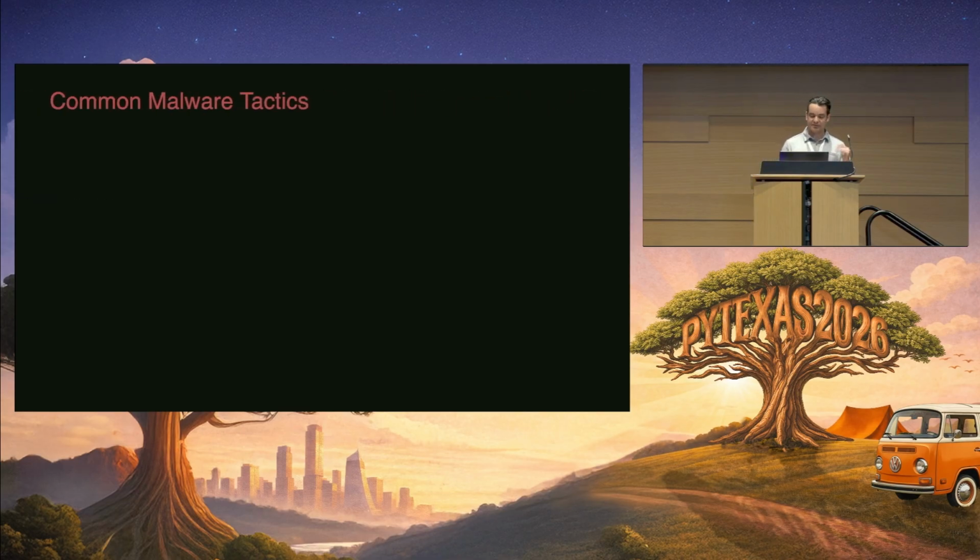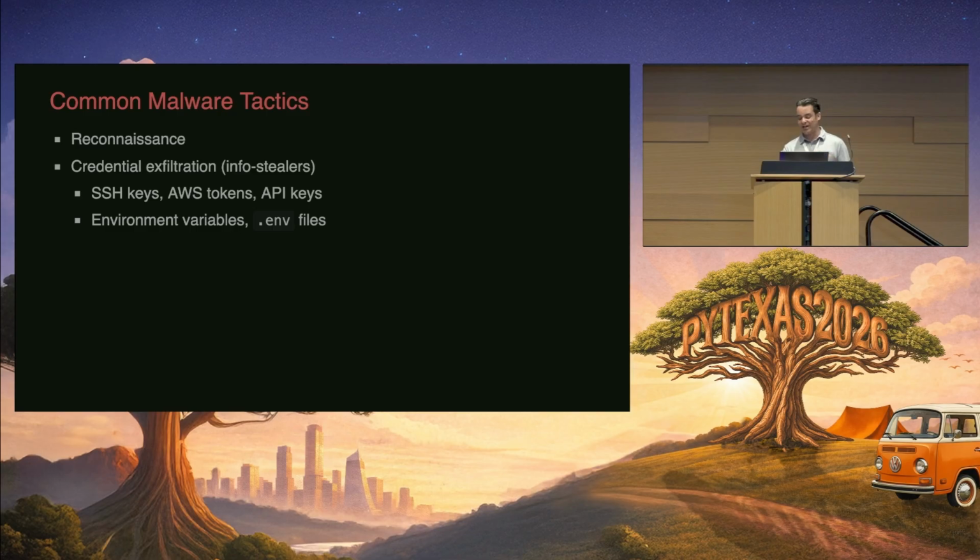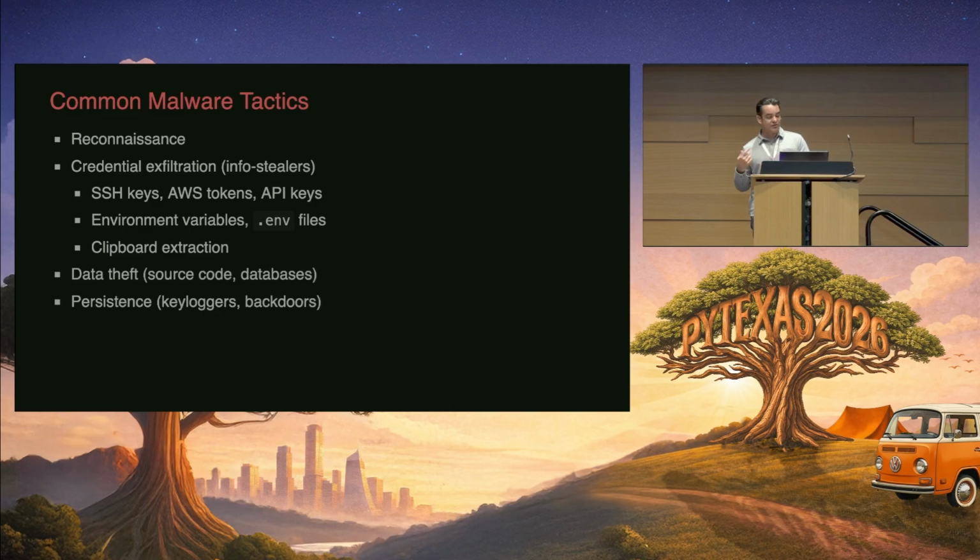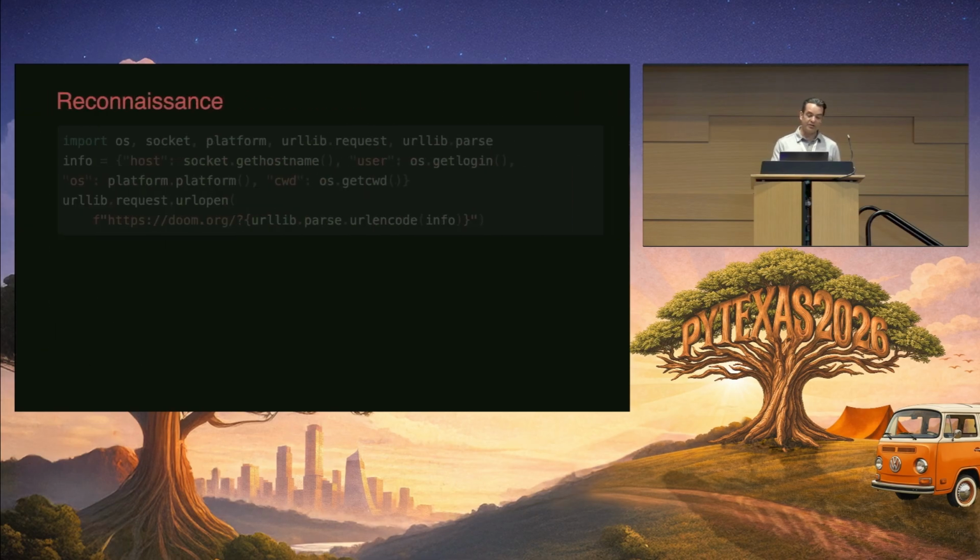So common malware tactics, and we'll see some examples of these, include reconnaissance and credential exfiltration. There we're going to steal SSH keys, AWS tokens, API keys, environment variables, .env files. Clipboard extraction is great for getting cryptocurrency wallet addresses and other secrets. Data theft is a common attack. Persistence techniques might try to capture your credentials or install backdoors so the attacker can come back later. Resource abuse, like crypto miners and botnets, wants to use your CPU and resources to do bad things. And then finally, ransomware or wiper attacks make your machine completely inoperable. But let's look at a few examples.